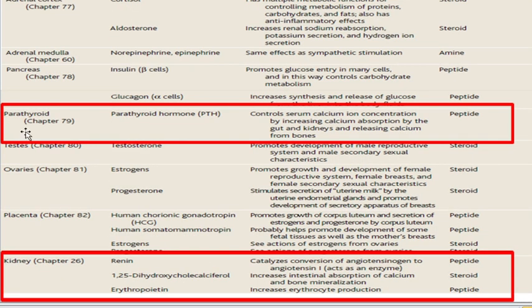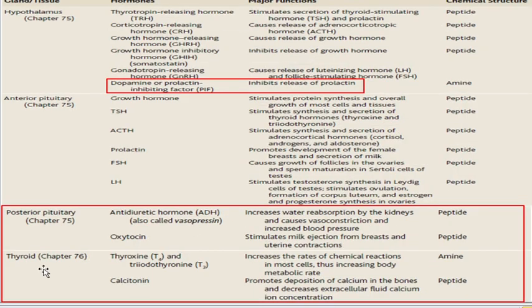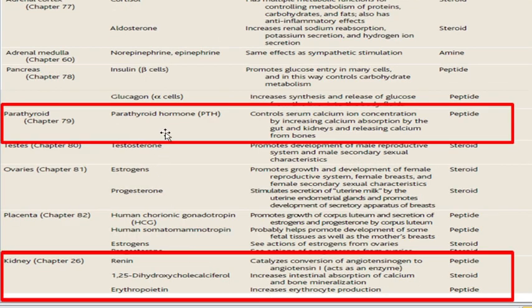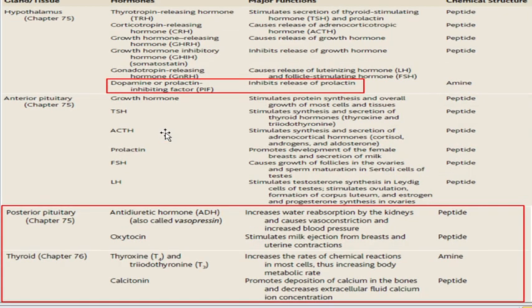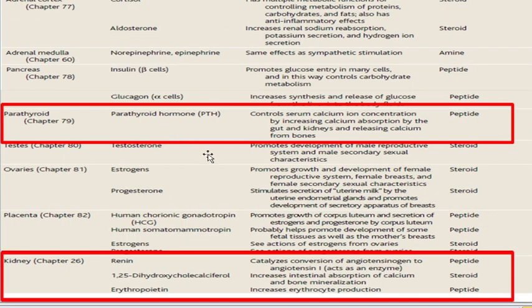Whereas if you take the parathyroid hormone, which is produced from the parathyroid gland, it controls the serum calcium ion concentration by increasing the calcium absorption by the gut and kidney and releasing the calcium from bone. So you should know that calcitonin is involved in depositing calcium in the bone and decreasing the extracellular fluid calcium ion concentration. Whereas parathyroid hormone increases the extracellular fluid calcium ion concentration by releasing the calcium that is stored in bone.